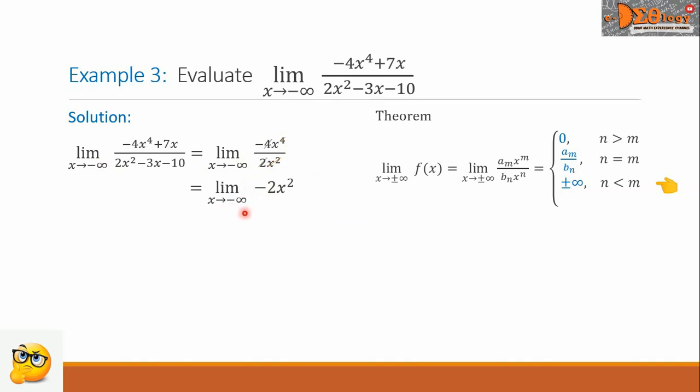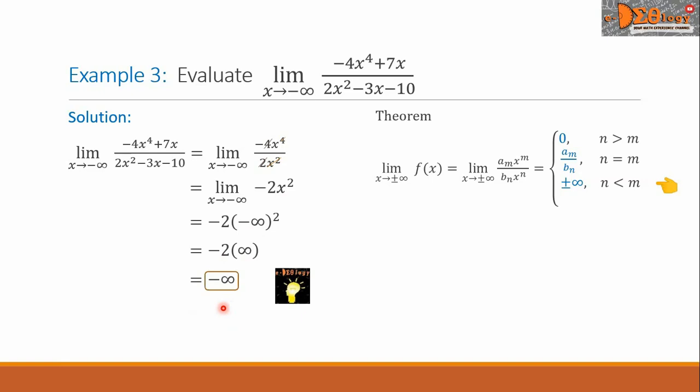Considering negative infinity as a common number, we can substitute negative infinity for the x here. So we have negative 2 times the square of negative infinity. The square of a negative number is positive, and if we multiply a positive number with a negative number, which is negative 2, the answer will be a negative number. So our final answer here is negative infinity.